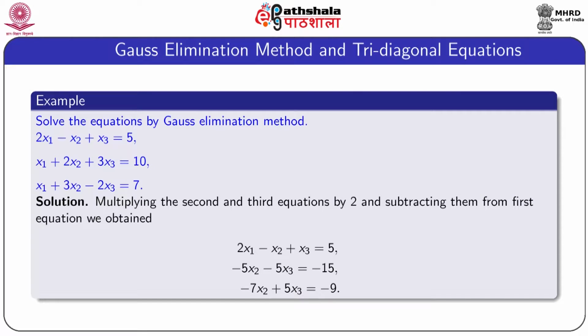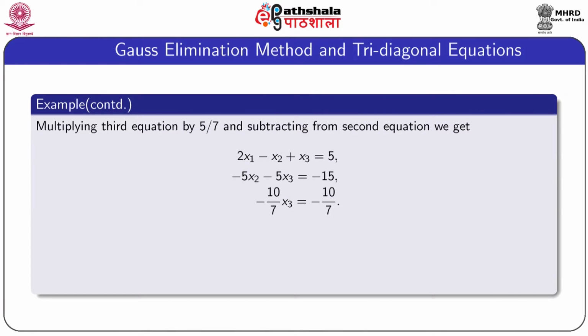Now, to eliminate the variable x1 from the second and third equations, we multiply the second and third equations by 2, and subtract them from the first equation. We obtain the following system of equations: 2x1 minus x2 plus x3 equal to 5, the second equation is minus 5x2 minus 5x3 equal to minus 15, and the third equation is minus 7x2 plus 5x3 equal to minus 9. Note that the variable x1 is not present in the second and third equations.